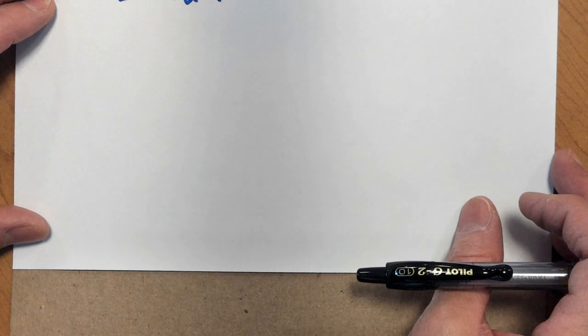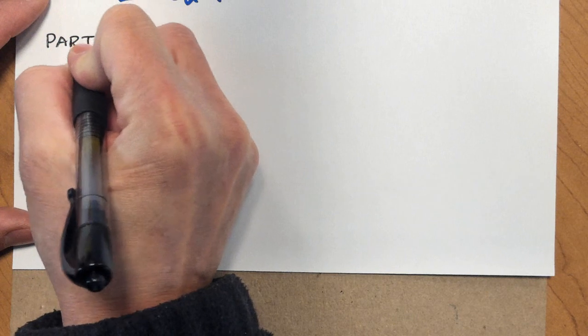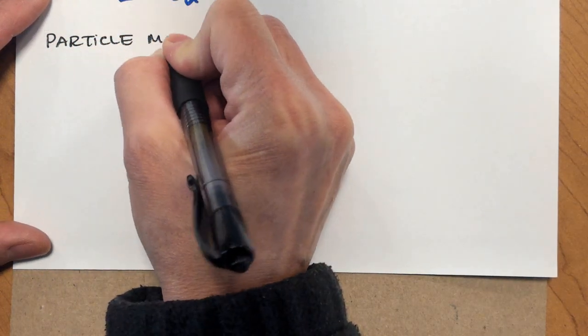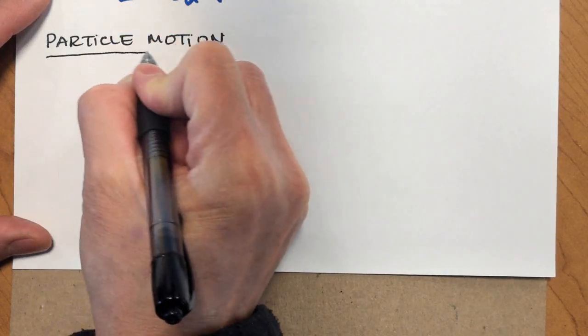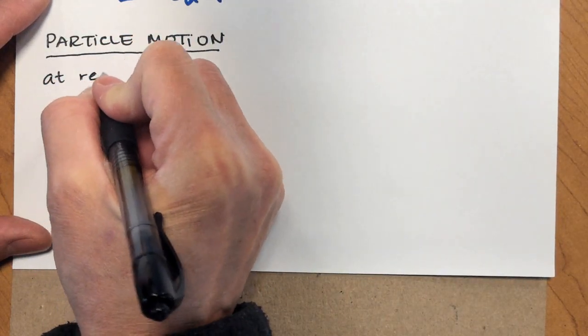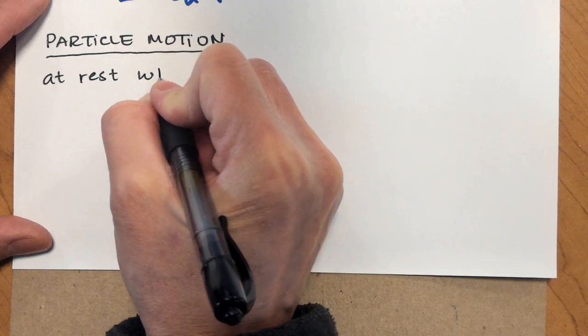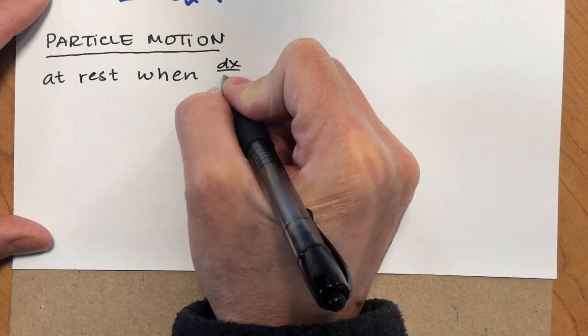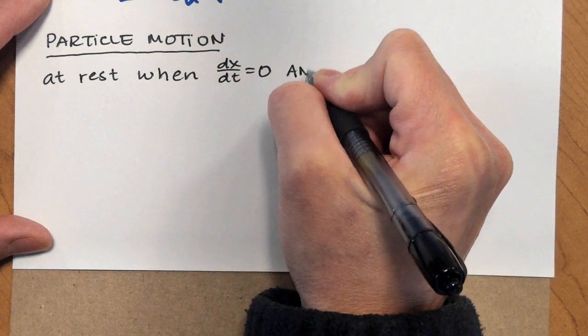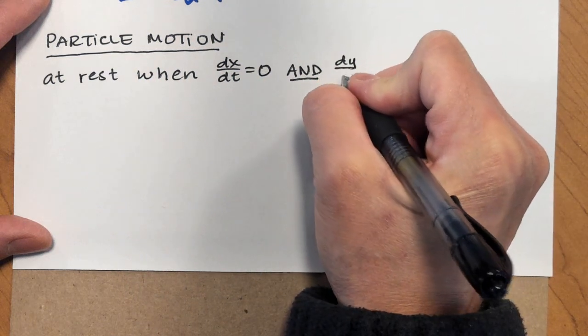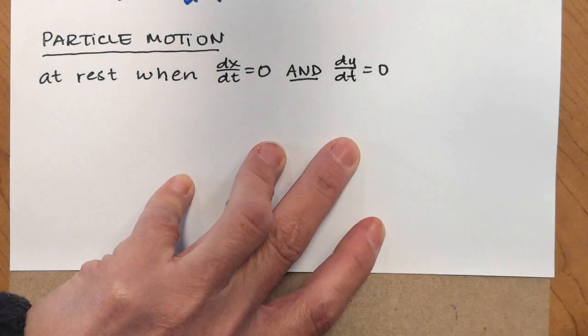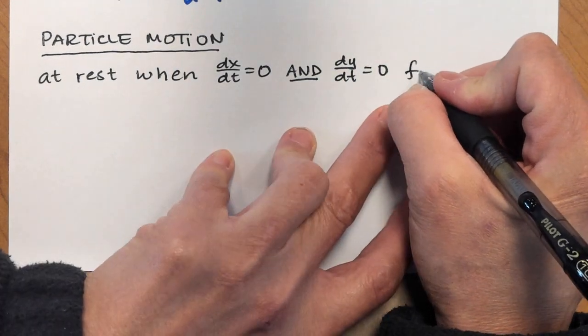Well, if we have a particle moving along a parameterized curve, if it is at rest, then it can't have motion in any direction. So therefore, a particle is at rest when dx dt equals 0 and dy dt equals 0 for the same t value at the same time, that means.